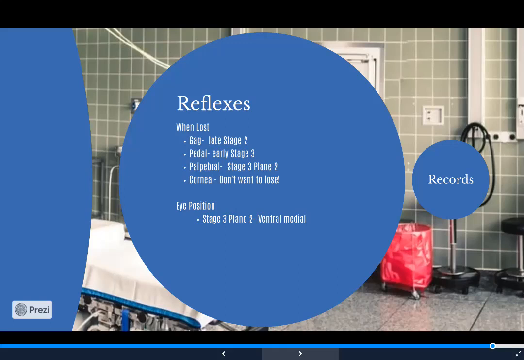Your eye position, the biggest eye position that we should know, obviously, is stage 3.2, so ventral medial. Gag is really lost in stage 3.1. That's when we should be intubating, right? Pedal should be gone by stage 3.2, which is when we would be doing surgery. And palpebral is somewhere in stage 3.2 for most animals. Some we lose it in stage 3.3, which just kind of depends.